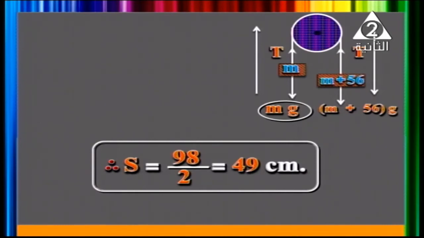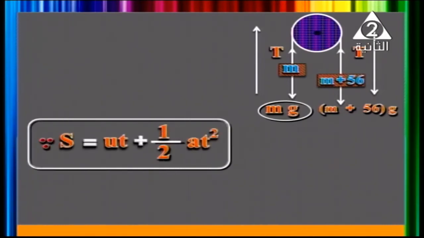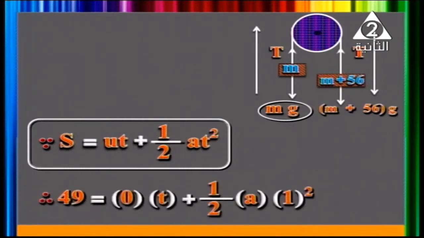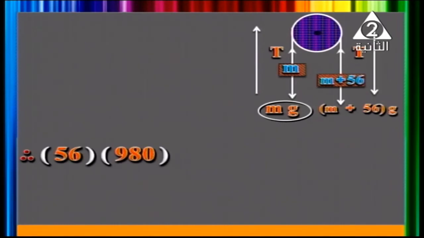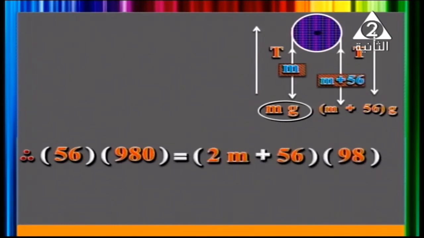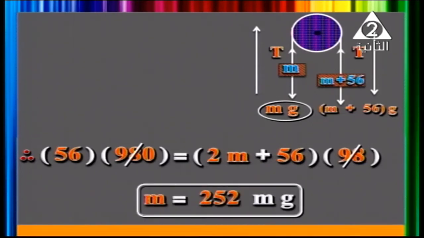We know that s equals v naught t or ut plus half a t square. By substitution, s is 49 and v naught equals 0, and the time equals 1, to find the value of acceleration. Then, my dear student, 56 multiplied by 980 equals (2m plus 56) times 980. Then m equals 252 mg.